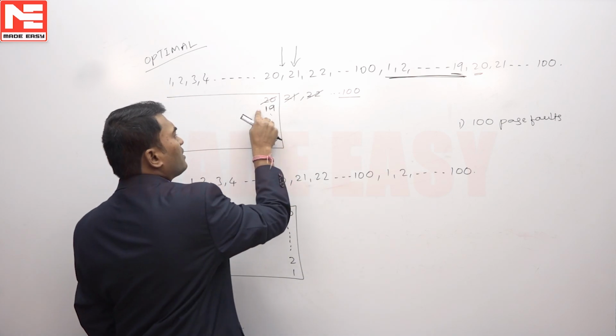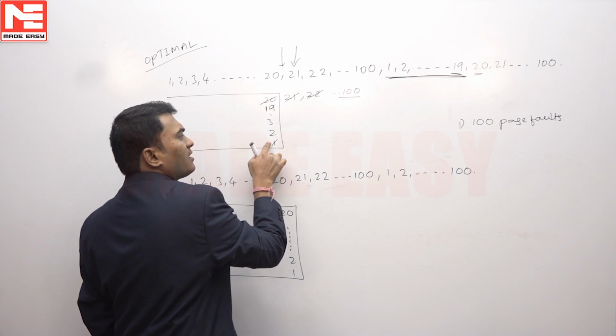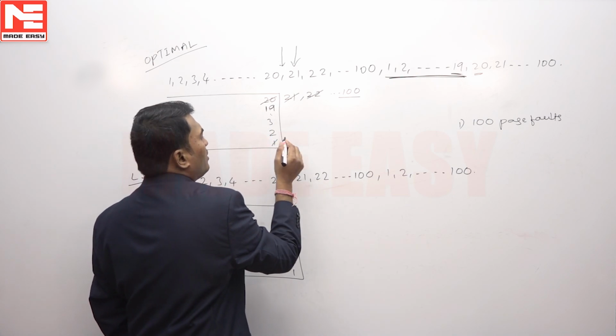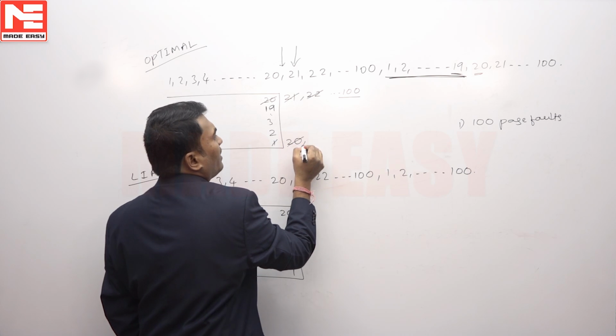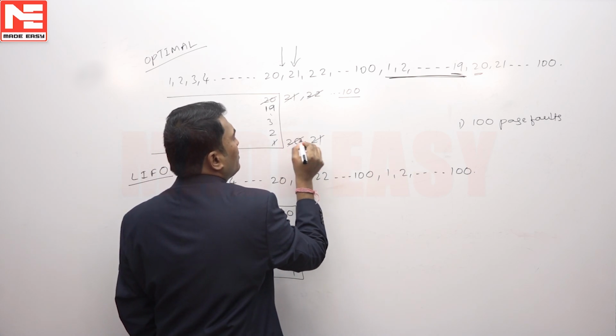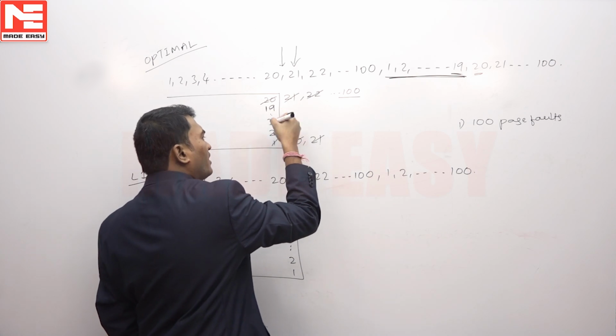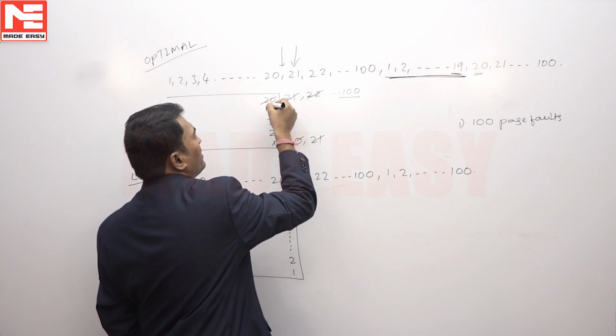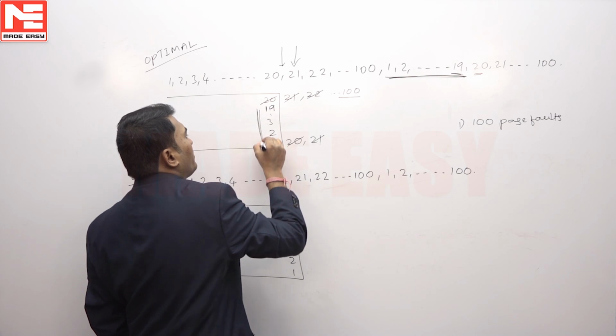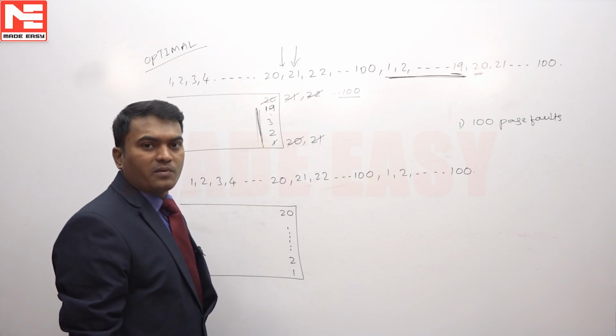So among the available, who is coming first? Sorry, 1 is coming first. So replace 1 with 20. And next 21, you replace the same way. If you want, you can replace 5, otherwise you can replace 2, or 3, or 19. Whatever, but you keep on replacing only in these pages.